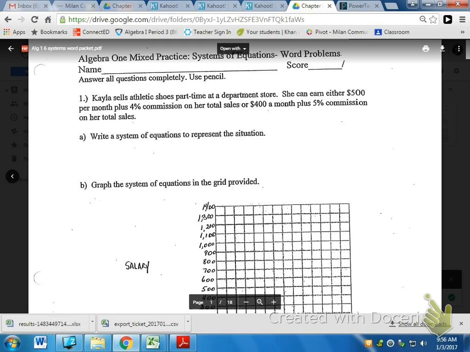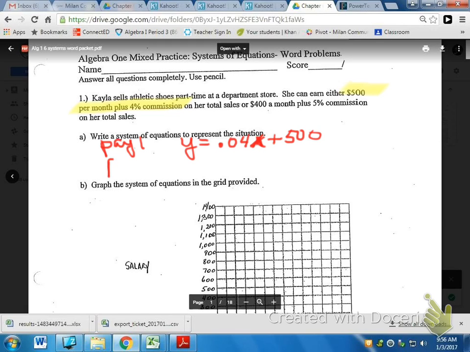So she has the first job. She can earn $500 plus 4% commission. Okay, so the first job, I shouldn't say job, it's her pay. So I'm going to say pay 1 would be y equals, how do we write 4%, Jared? 0.04x plus 500.